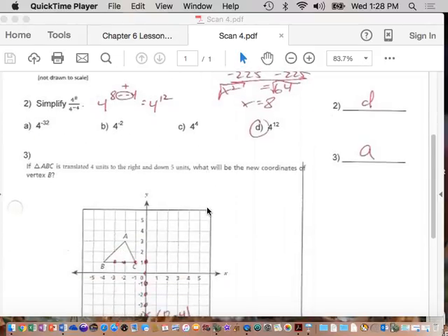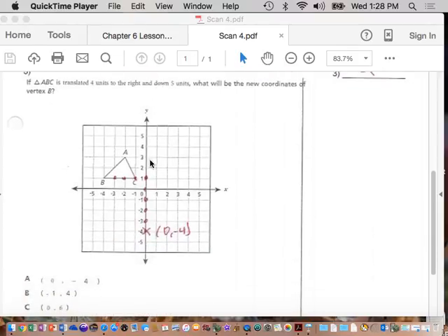As far as number 2 goes, it's division, so you subtract exponents. So that's 4 to the 8 minus negative 4, and that's 4 to the 12th. You could do the 8 minus negative 4 on your calculator also. Choice D.